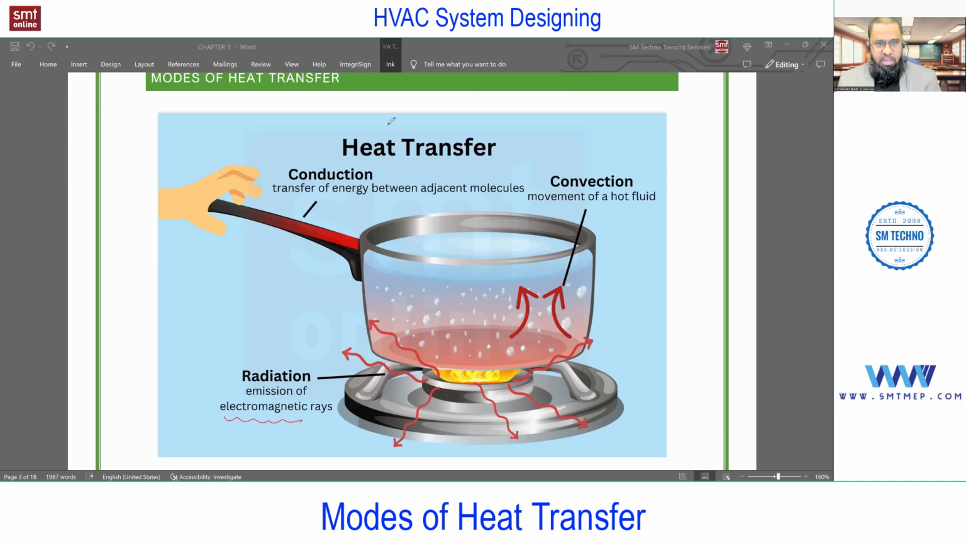Any confusion online in conduction, convection, and radiation modes of heat transfer? Even in the vapor compression cycle we'll use these modes of heat transfer. Okay, so hope you got the idea.